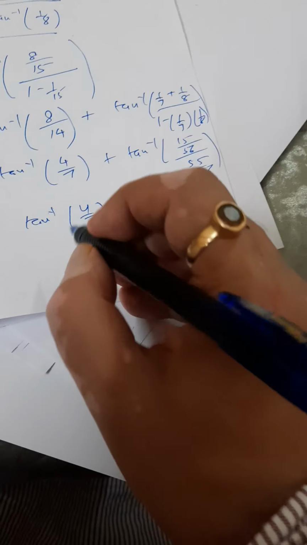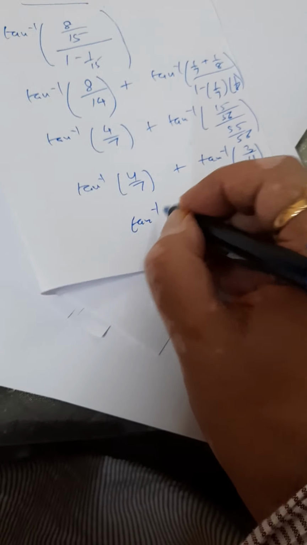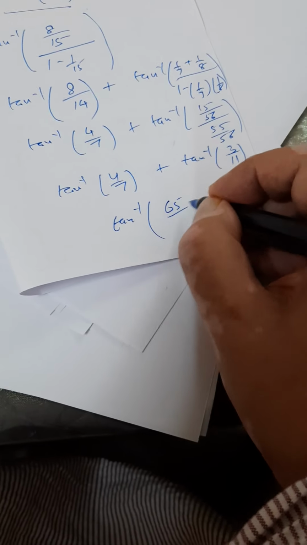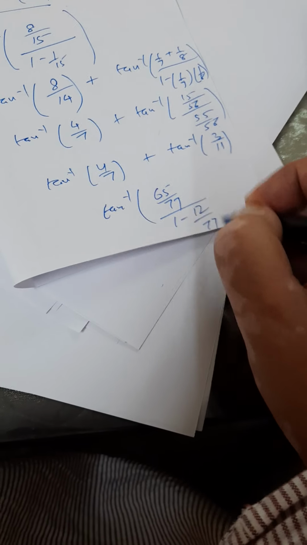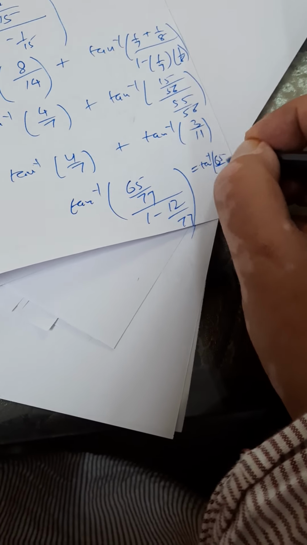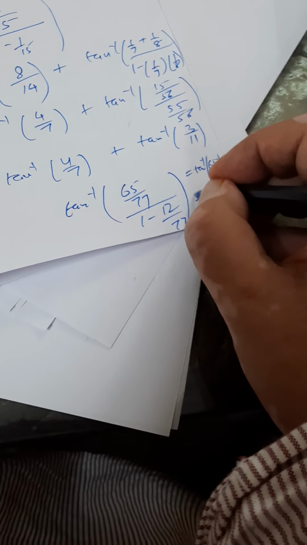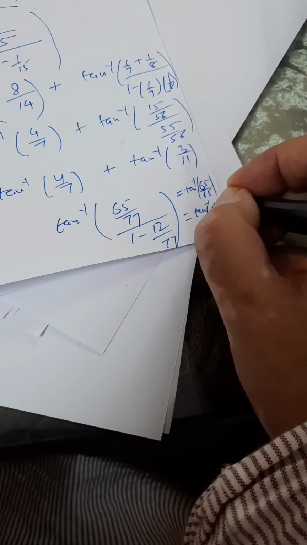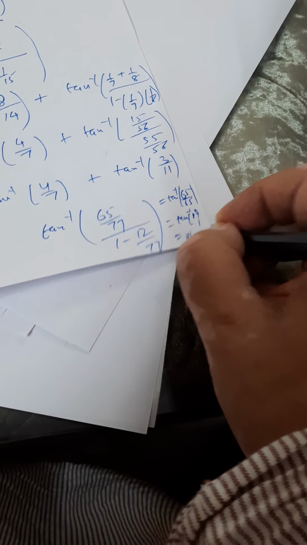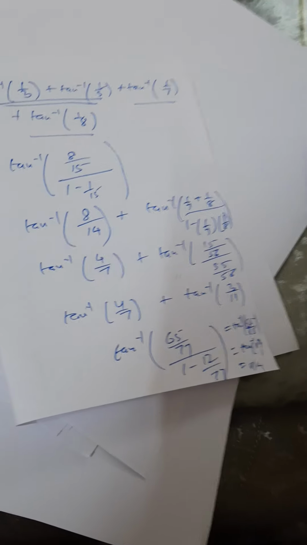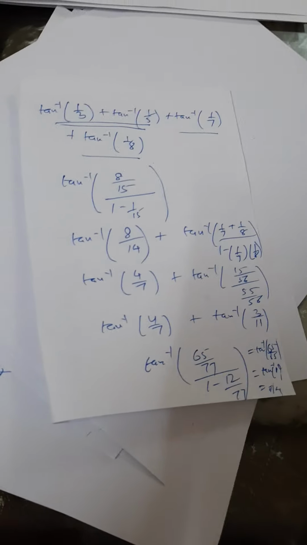Now this is tan inverse of 65 by 77 upon 1 minus 12 by 77. So this is tan inverse of 65 by 65, that is tan inverse of 1, and that is pi by 4. So that only you have to prove.